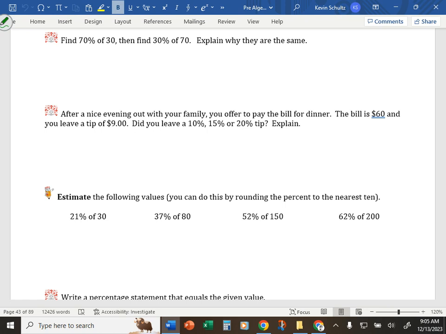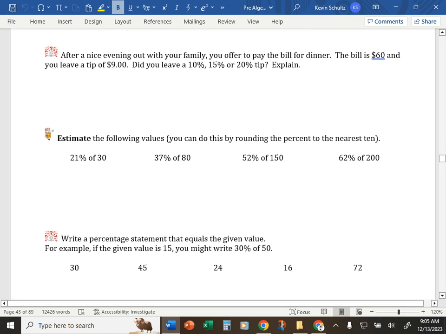Okay. And then down here, estimate the following values. You can do this by rounding the percentage to the nearest 10. So for example, 21% of 30. If we're just interested in estimating, 21% is kind of a difficult percentage to work with. What would be an easier percentage, Olivia? 20%. You can calculate 20% of 30.